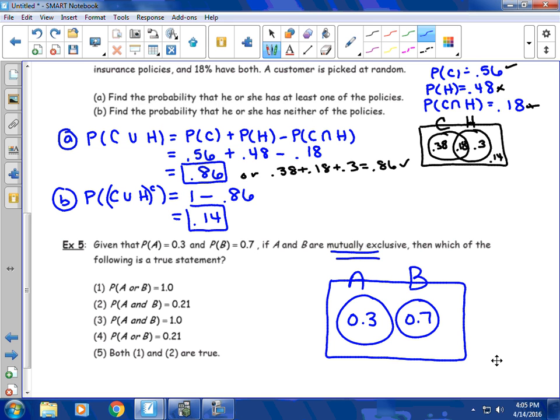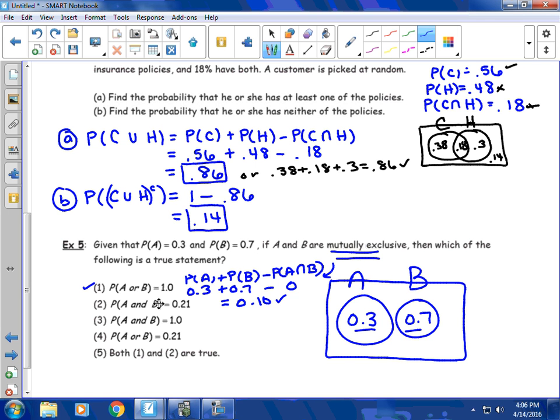Would the probability of A or B happening equal 1.0? You can see in the Venn diagram, yes, it would. Or we could say probability of A plus probability of B minus probability of A intersect B. I'd have 0.3 plus 0.7. Since they're mutually exclusive, we know that this is 0. There's my 1.0. So 1's true.